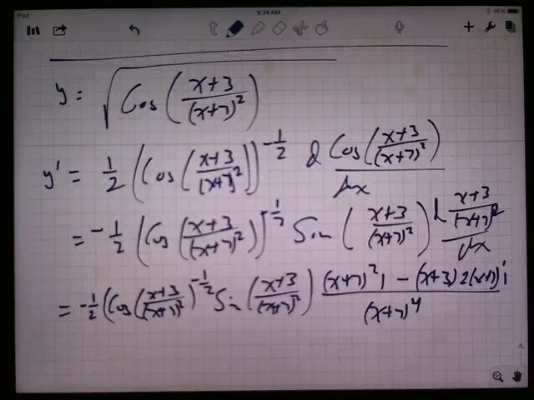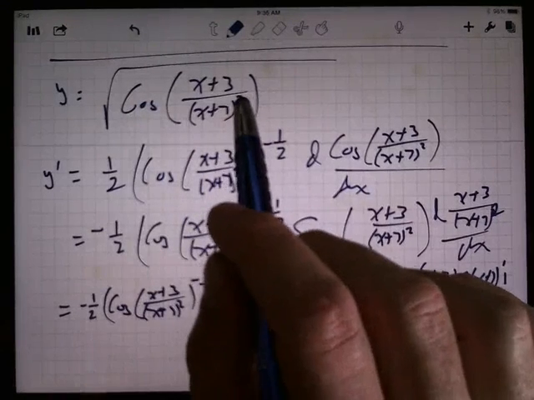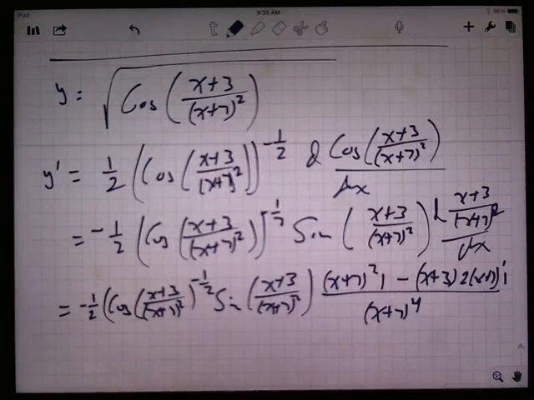Work from the outside in. Deal with only one thing at a time. Eventually, you'll take the derivative of every piece. Somewhere we took the derivative of this cosine. Somewhere we took the derivative of that squared. Every piece gets its derivative taken somewhere, but you're going to start from the outside and work in.